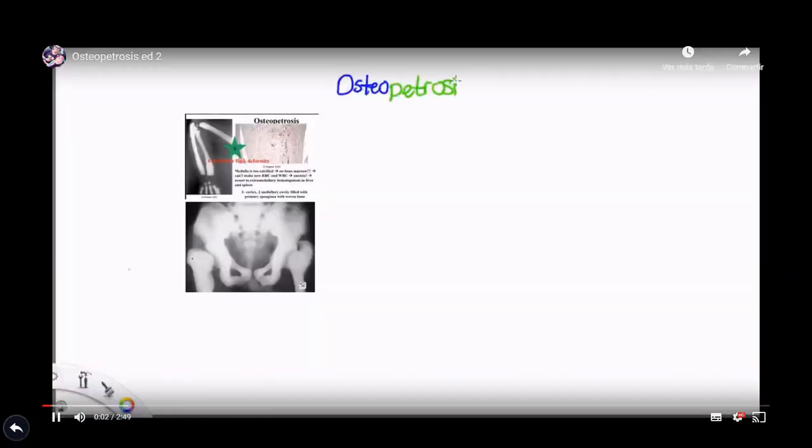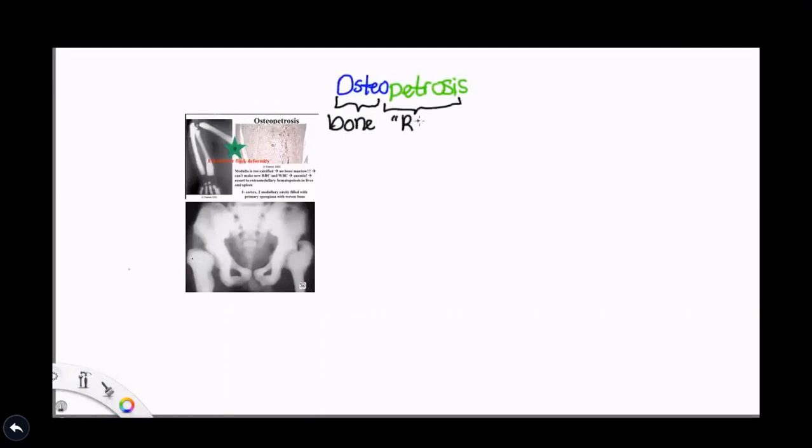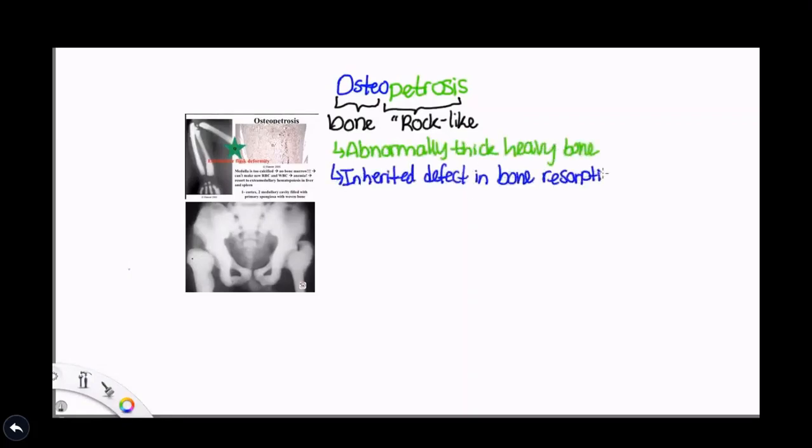All right, let's talk about osteopetrosis. Osteo means bone, petrosis refers to rock-like. So this is a disorder in which you have abnormally thick, heavy bones. It's an inherited defect in bone resorption.